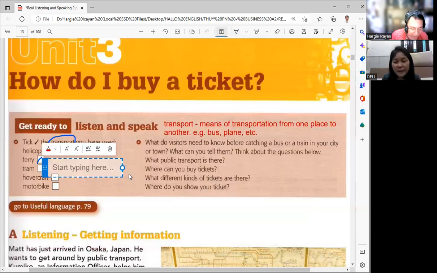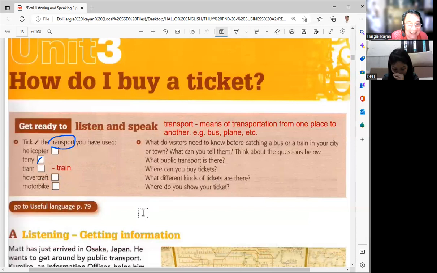You know what a tram is? A tram is a train. In London, they call a train a tram. I don't know in Vietnam, how do you call a train?